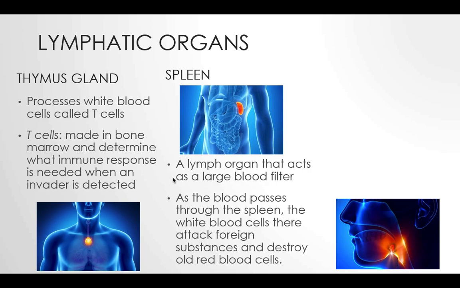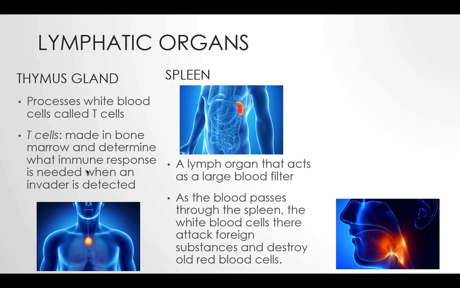Okay, so as the blood goes through the spleen, the white blood cells there attack foreign substances and destroy old red blood cells. The way that it works is there are really small capillaries, which are small blood vessels. And when the cells squeeze through them, the old red blood cells rupture because they're so old and it's time for them to be recycled and renewed and things like that.